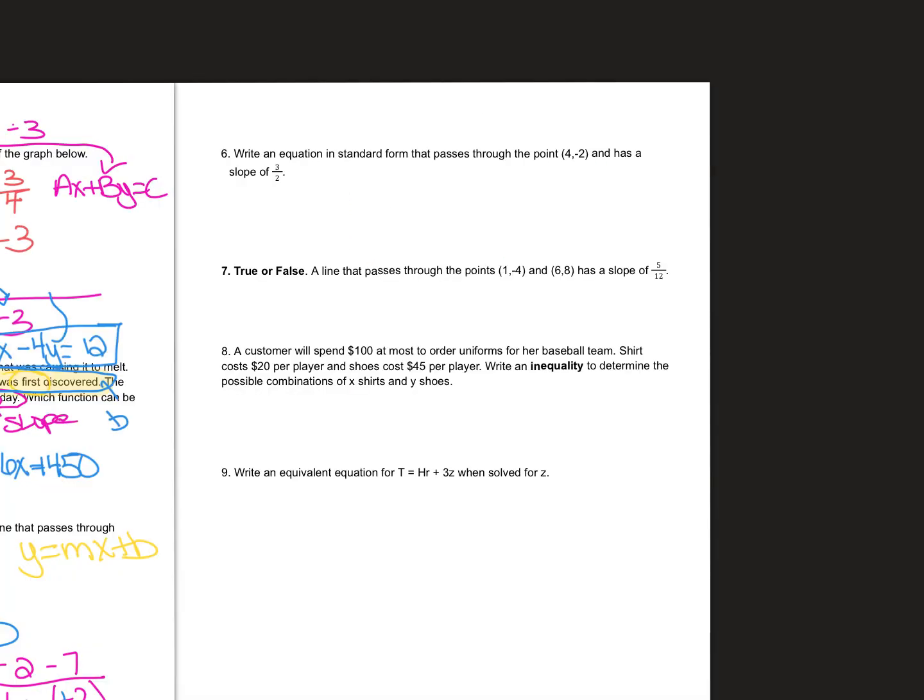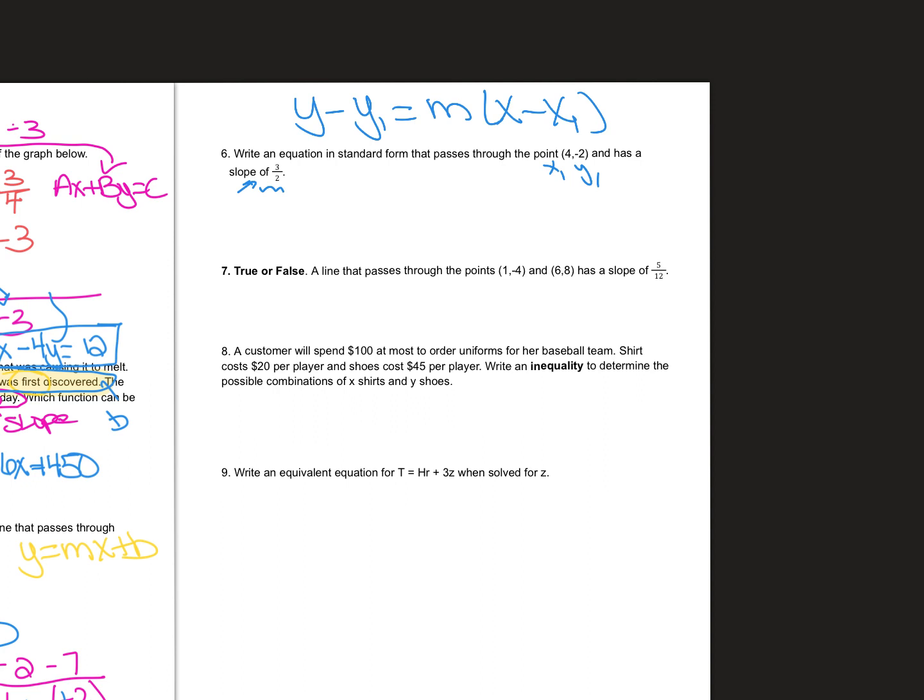Okay, number 6, they want us to write an equation in standard form that passes through the point (4, -2) and has a slope of 3/2. Well, what do we have here? Let's identify. We have a slope and we have a point. If I have a slope and a point, the first thing I'm going to do is put this into point-slope form. So remember up here, point-slope form is y minus y1 equals m times (x minus x1).